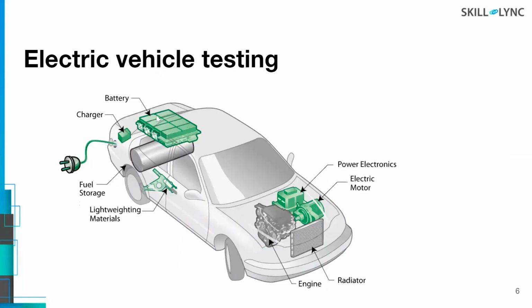So this is the whole component level, like battery, you will be having the charger. If battery is there, definitely there will be a charger, right? So there will be charger setup. Then you will be having the fuel tank, your lightweighting materials. Okay, then your power electronic circuit for the electric motor. Okay, and your engine and your radiator. So this is just an overview of which all component level you will be having, right?